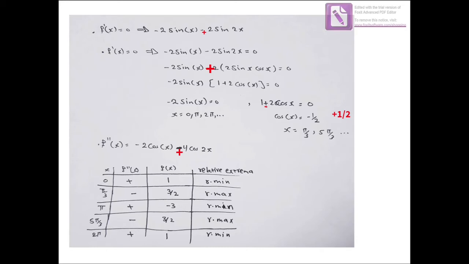Since there is no closed interval given, we will take just three values from here, also two values from here, but actually there are more values.